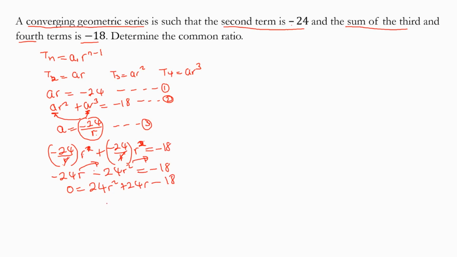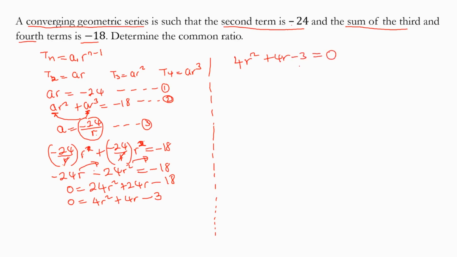Okay, this is our equation now. And then we can divide everything by 6 here, including 0. So it's 0 is equal to 4R squared plus 4R minus 3. Here you can use the quadratic formula if factorization is giving you problems. Let's just try to do factorization. 4R squared plus 4R minus 3 is equal to 0.